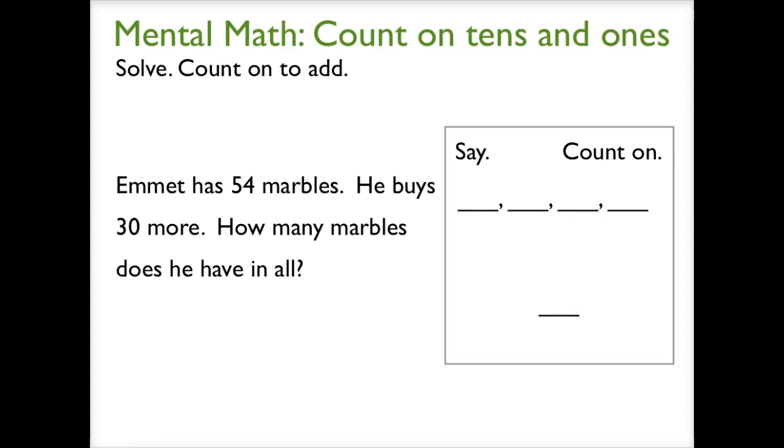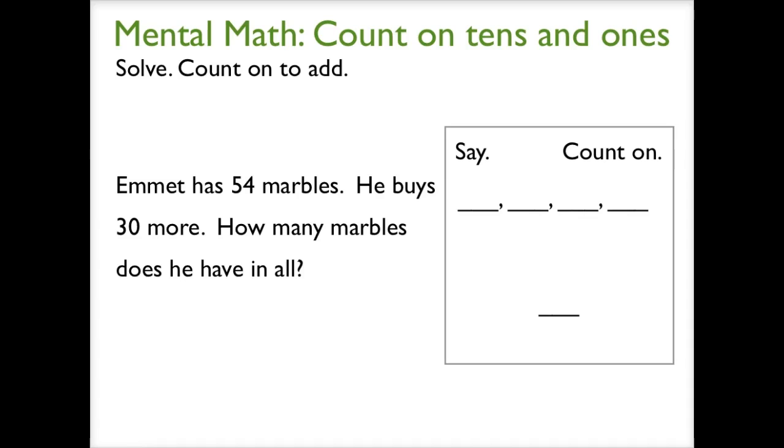A little more mental math. We're going to count on tens and ones as we've been doing, but now we're going to look at a word problem. So we need to understand the problem, we need to plan, solve, and check. Emmett has 54 marbles. He buys 30 more. How many marbles does he have in all?